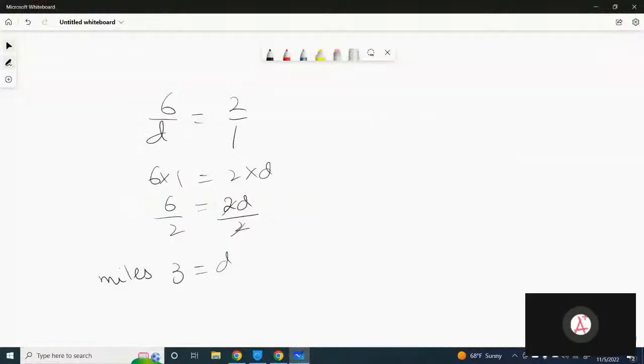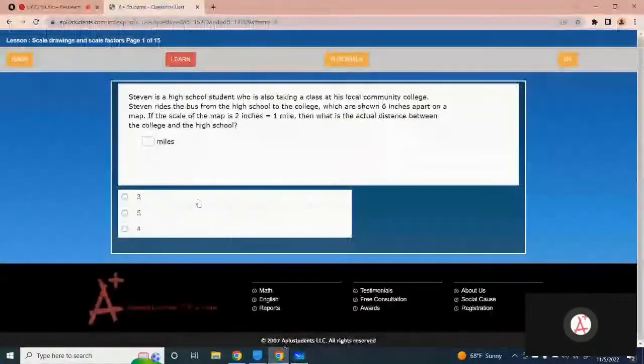Originally, the distance between the college and high school is 3 miles. Got it? So just select the correct option. Yes, very good, Demi. It is 3 miles. Just select the correct option and click on the OK button.